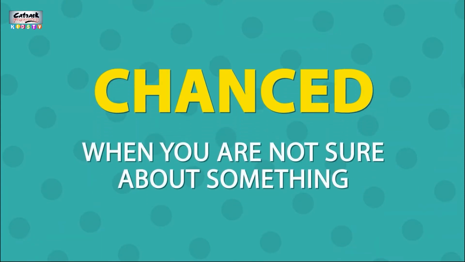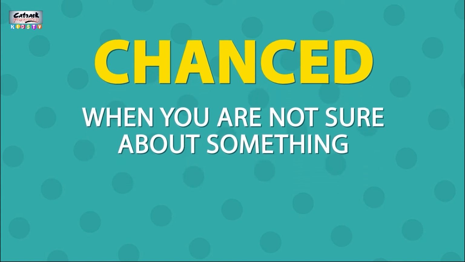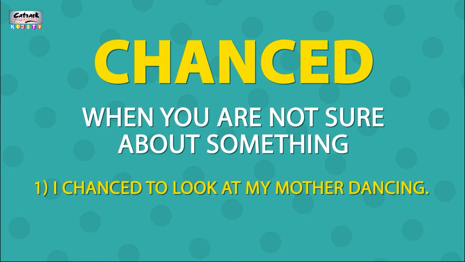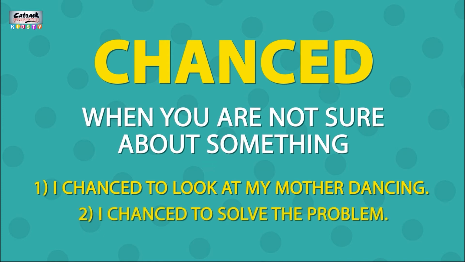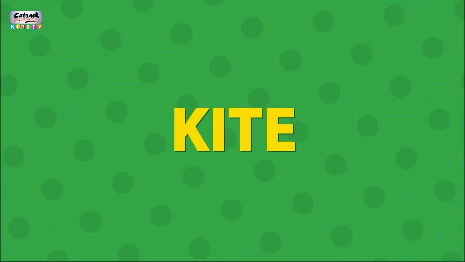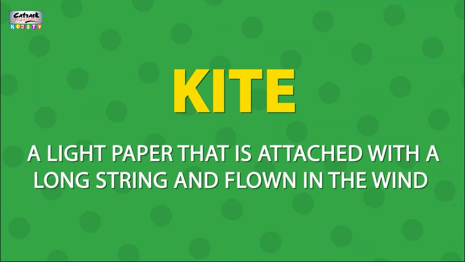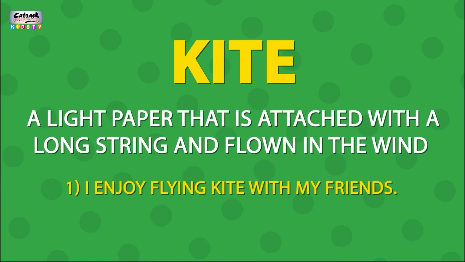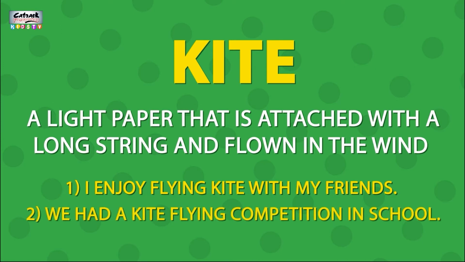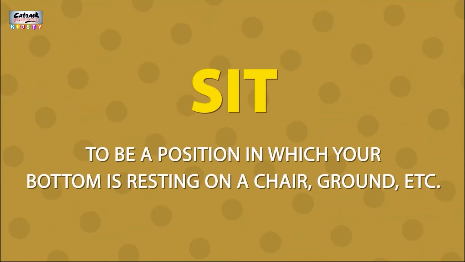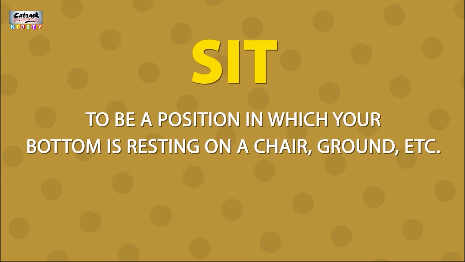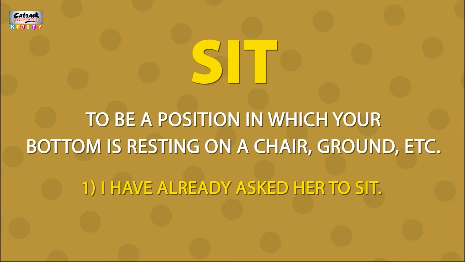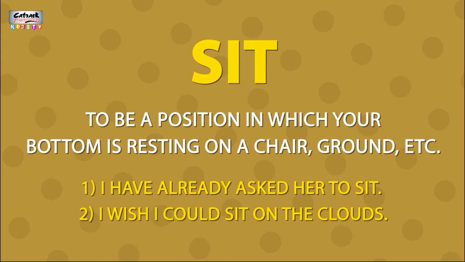Chanced, when you are not sure about something. Example sentences. Number 1. I chanced to look at my mother dancing. Number 2. I chanced to solve the problem. Kite, a light paper that is attached with a long string and flown in the wind. Example sentences. Number 1. I enjoy flying kites with my friends. Number 2. We had a kite flying competition in school. Sit, to be in a position in which your bottom is resting on a chair, ground, etc. Example sentences. Number 1. I have already asked her to sit. Number 2. I wish I could sit on the clouds.